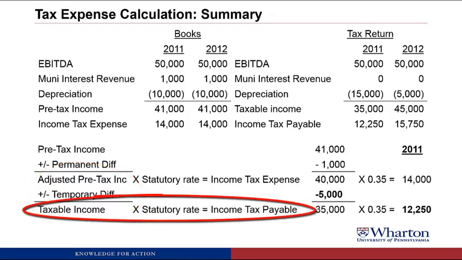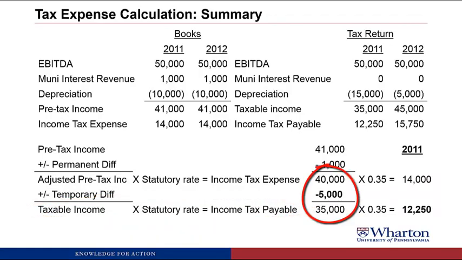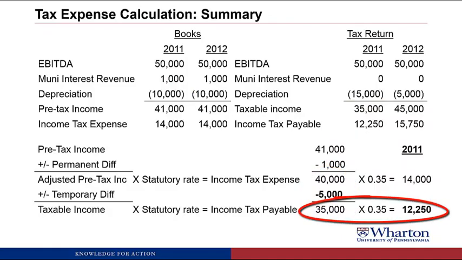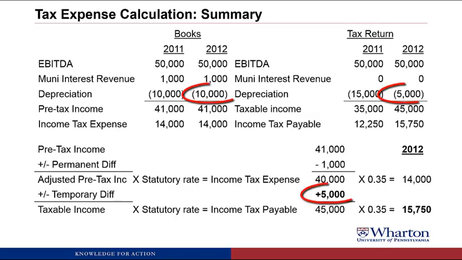Then if we take the adjusted pre-tax income and adjust for temporary differences, we get taxable income. Taxable income times the statutory rate gives you the income tax payable. So again, in 2011, $40,000 of adjusted pre-tax income minus the $5,000 difference in extra depreciation gives us taxable income of $35,000, times 35% gives us the income tax payable of $12,250. And if you did the same calculation for 2012, the only thing that changes is the temporary difference. The permanent difference, of course, doesn't change. And the temporary difference reverses so that now we add back $5,000 depreciation expense to get taxable income. As a result, our income tax payable goes up to $15,750.